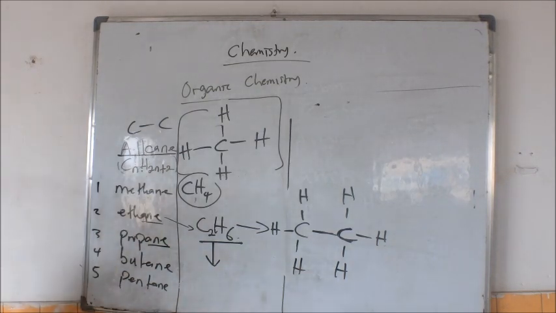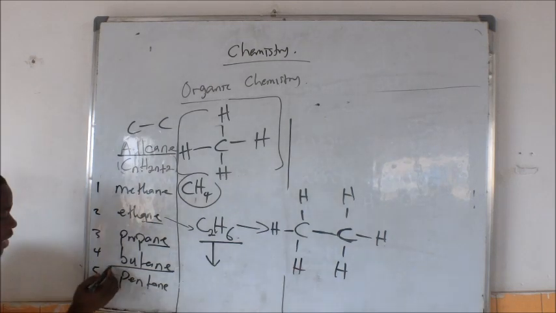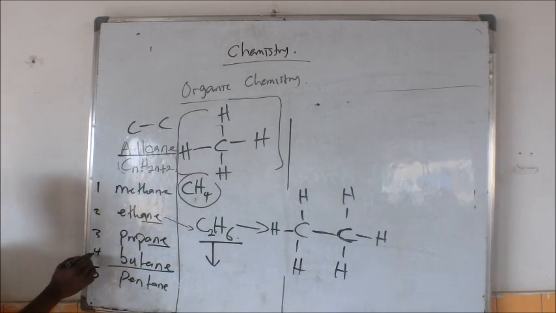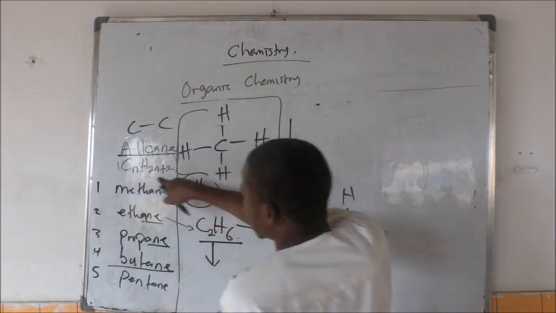Let's pick butane. Butane means n is equal to 4. You substitute inside this formula.